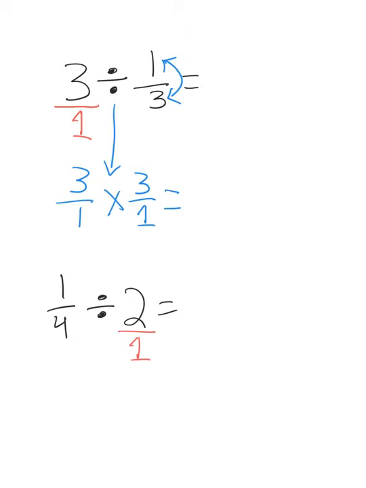Because now it's multiplying 2 fractions, so we can multiply straight across. 3 times 3 is 9. 1 times 1 is 1. 9 over 1, that's exactly the same as just 9.